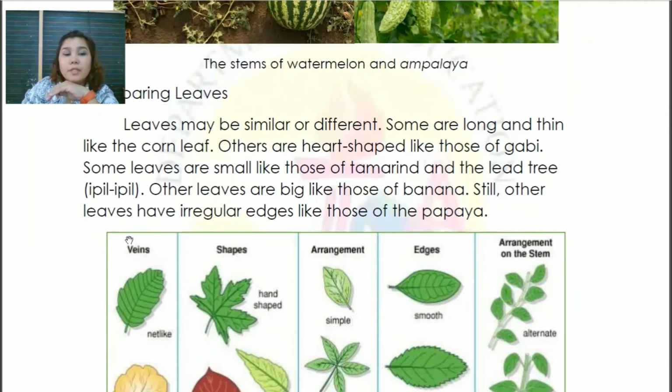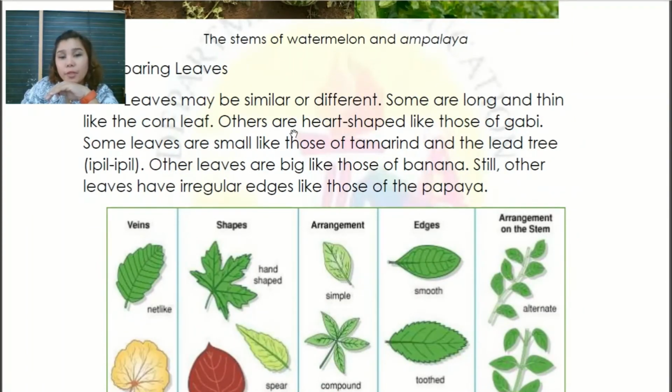Okay, how about the leaves? Leaves may be similar or different. Some are long and thin like the corn leaf. Nakikita na kayo ng mais. Parang slender lang siya. Others are heart-shaped like those of gabi, and included din yung mga kinukulit ng mga plantita, yung caladium. Some leaves are small like those of tamarind, yung sampalok, and the lead tree or the ipil-ipil. Maliliit siya, tapos parang naka-arrange siya, magkakalit. And other leaves are big like those of banana, yung ginagamit pag nag-budol fight.